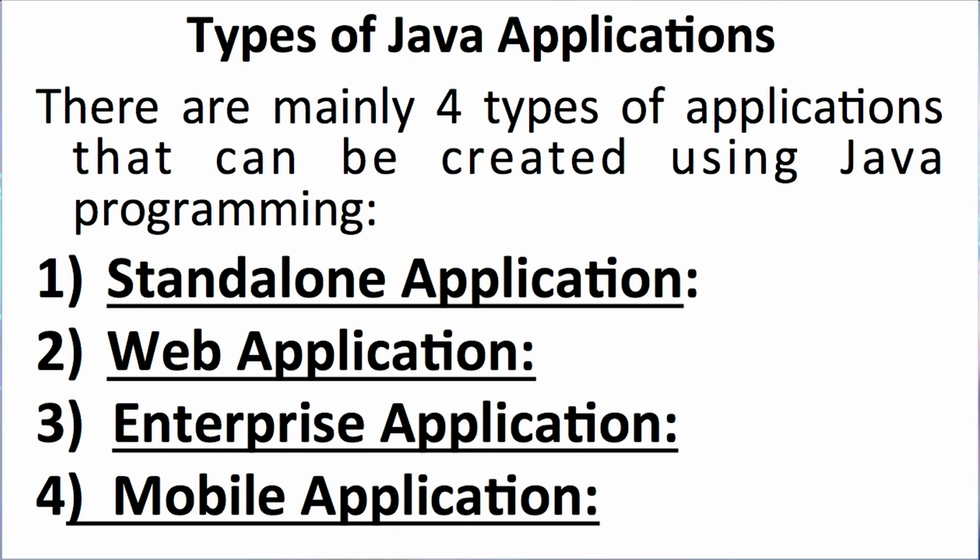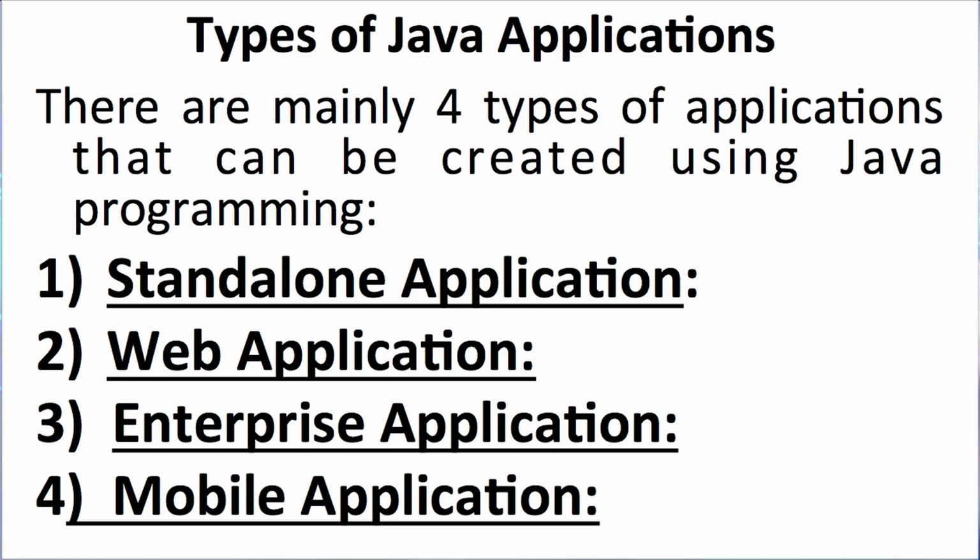So now, types of Java application. You can see here there are 4 types of Java application that can be created using Java. We can develop standalone applications in Java. We can develop web applications, enterprise applications, and mobile applications. These 4 types of application we can develop very easily in the Java programming language. That's why Java is a very important programming language, because we can develop any type of application. These 4 categories cover almost all types of applications.